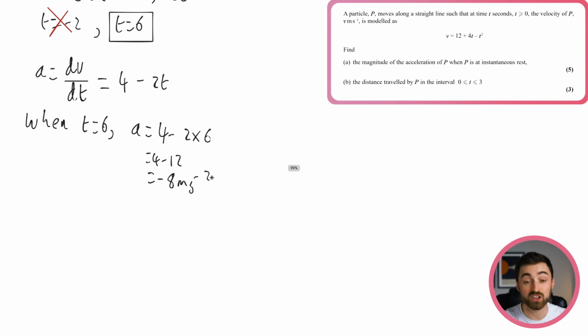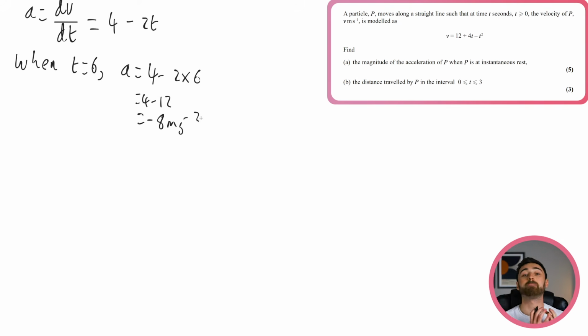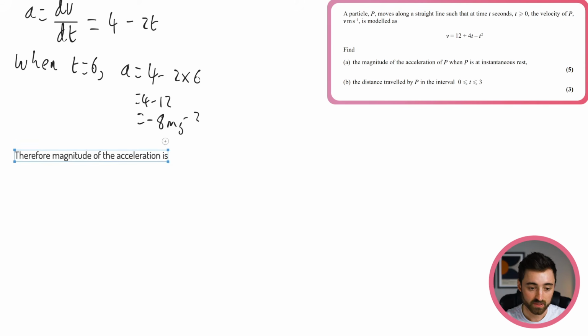Is this my final answer? No, because it's asked for the magnitude of the acceleration, in other words, the size. This -8 is saying you accelerate at 8 meters per second squared, but in the negative direction. But I don't care about the direction when I'm asked for the magnitude. It's just, how big is it? It's 8. So the magnitude of the acceleration is just 8 meters per second squared. It doesn't care about the direction.